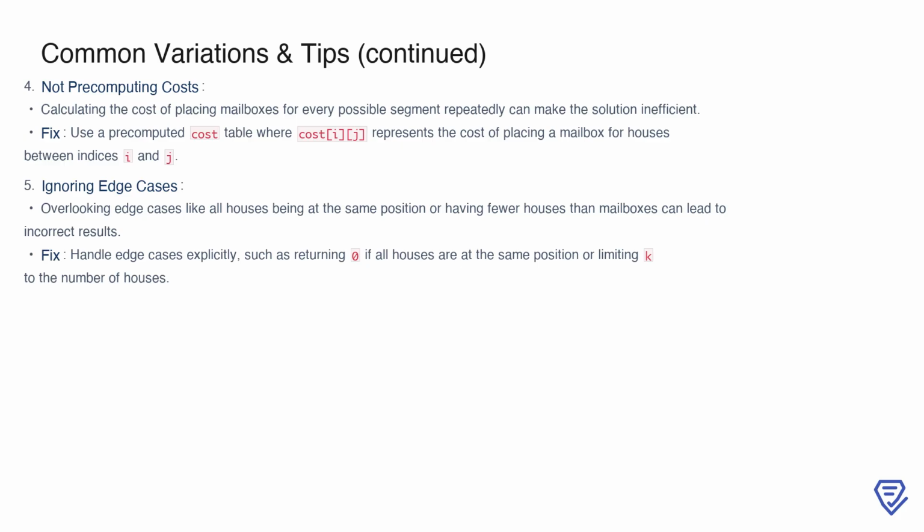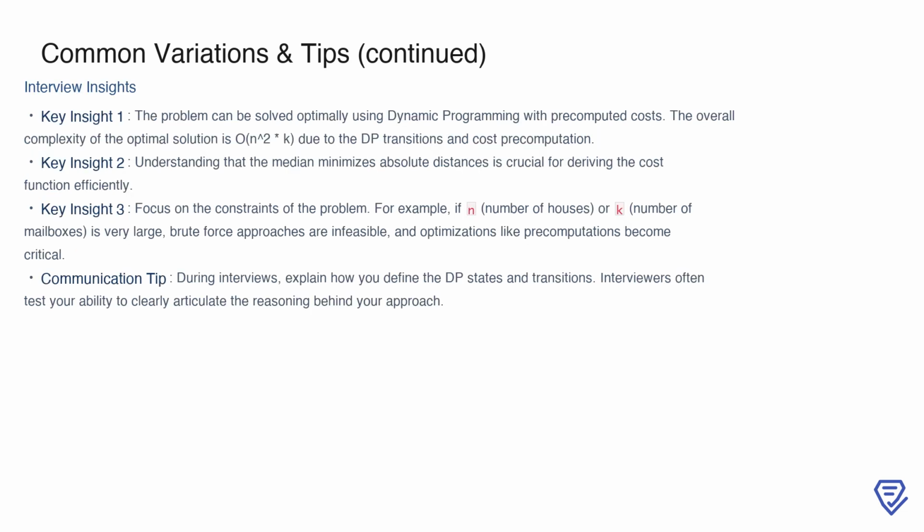Additionally, it's important to handle edge cases explicitly. For instance, if all the houses are at the same position, the optimal cost is 0 because no distance needs to be covered. Similarly, if there are fewer houses than mailboxes, you should limit the number of mailboxes to the number of houses. Overlooking these scenarios can result in incorrect outputs, so always account for these edge cases in your solution.